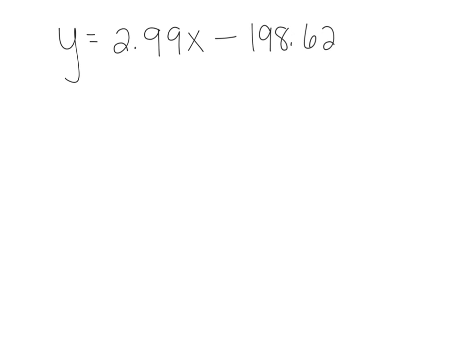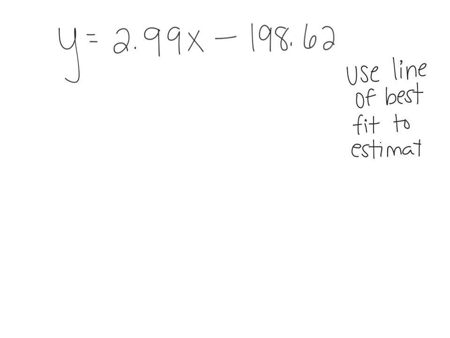Okay, so we learned how to put our information in the calculator to graph a scatter plot. Then we learned how to find a line of best fit using your calculator. Well, now we're going to learn how to use the line of best fit to estimate. Okay, so all I did was rewrite my line of best fit. Now this line of best fit is for number 1, where it's talking about test scores and study time.